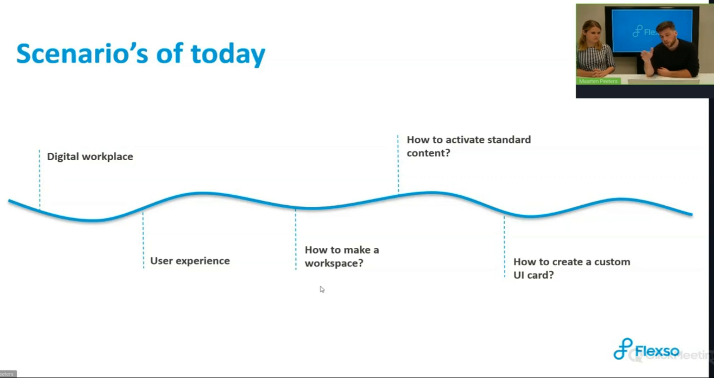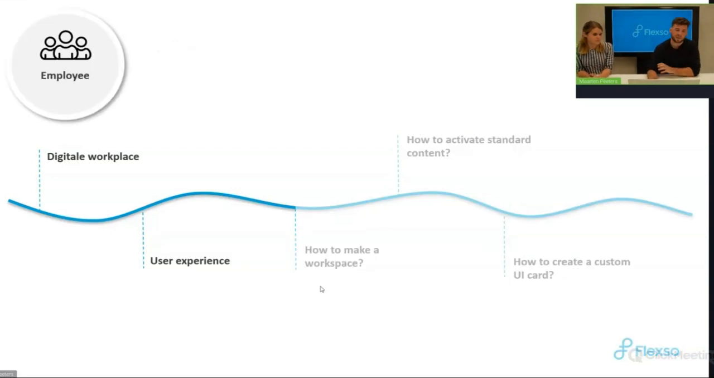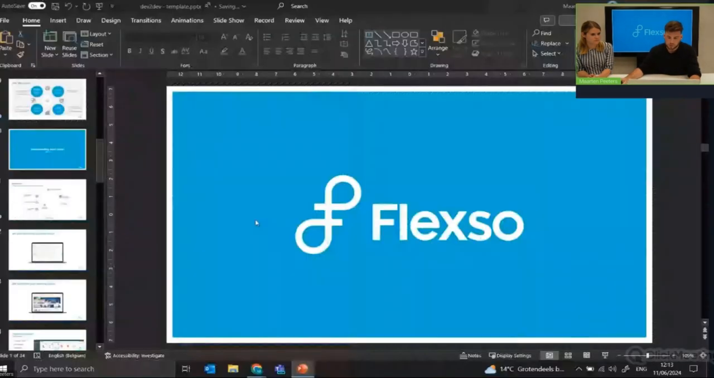And then we're going to see the 3 how-tos here: how to create a workspace, how to activate standard content, because there is standard prepackaged content available from SAP from different systems. And then if that's not even enough for your use case, we're going to see how you create a custom UI port yourself. So let's start with the employee point of view, being what is Work Zone for me, what is that digital workspace, and how is the user experience?